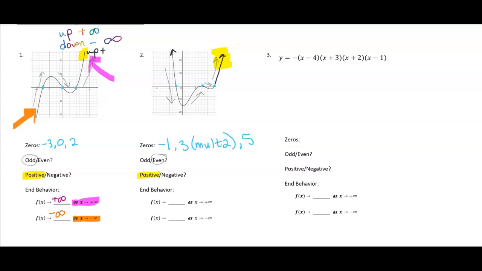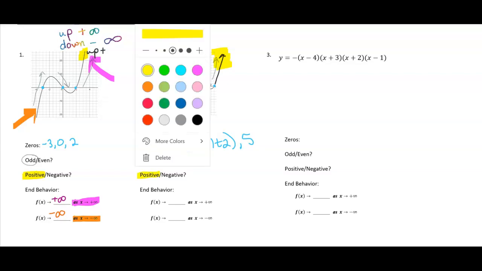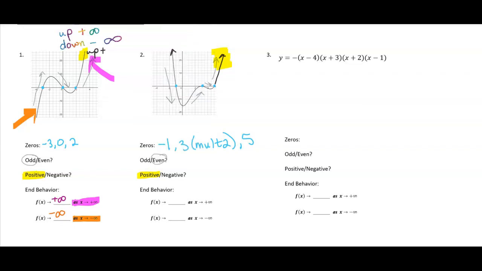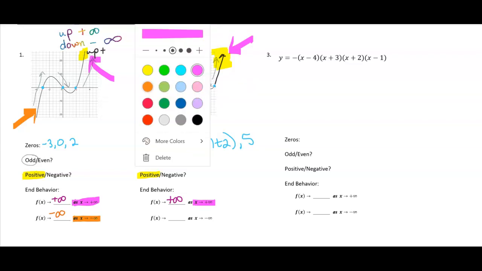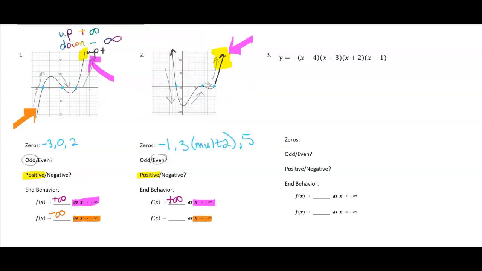Okay, and so now we need to look at our end behavior. Remember, this is on the right, so I look at the right side, and on the right side, that arrow is going up, so this one's positive infinity. And then I'm going to look at my next one, and it says x goes to negative infinity, which is the left, so I look at my left arrow. And that left arrow is also going up, so going up is positive infinity.